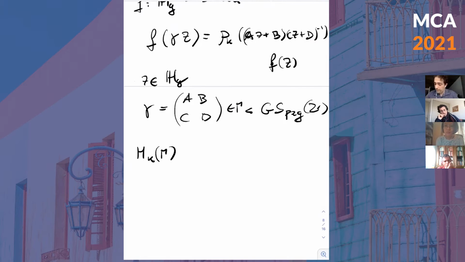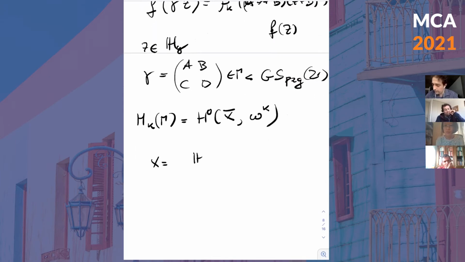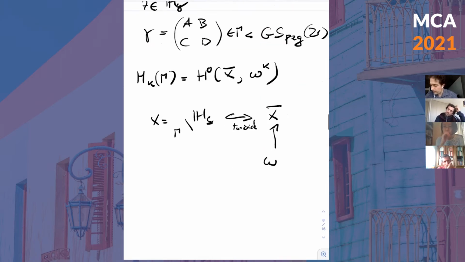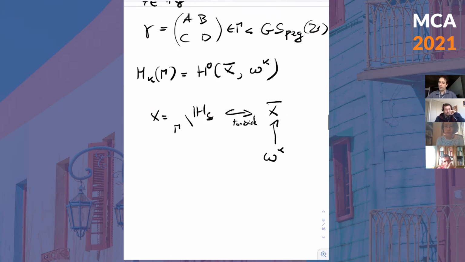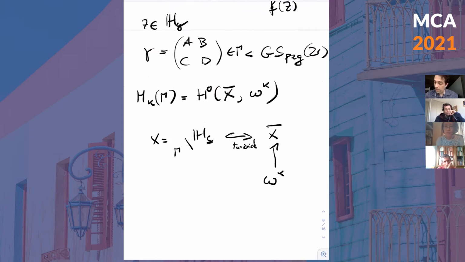And as before, I can realize it as the global sections of some sheaf omega^k on X-bar, where again X is H_g modulo gamma. Then I compactify it; I take a toroidal compactification. And over here, I can construct a coherent sheaf. It's not a line bundle anymore, whereas it was a line bundle before. And so I have this characterization. This is the first object that we want to consider today.